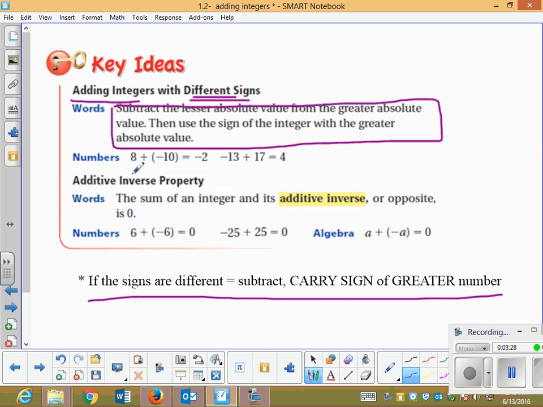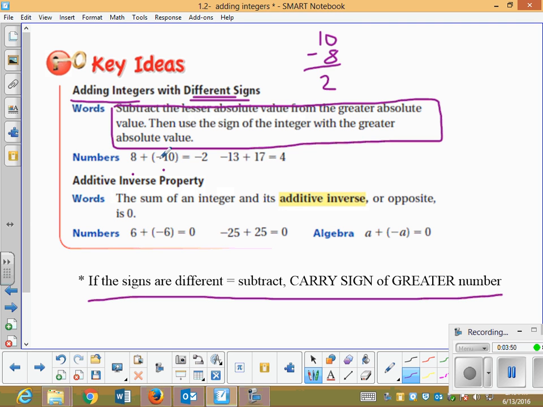So I have here 8 is a positive, negative 10 is a negative. They have different signs. One's a positive and one's a negative. If the signs are different, you subtract. And when you subtract, you always subtract the number that's bigger. So 10 minus 8. 10 minus 8 is 2. And it says subtract and carry the sign of the greater number.